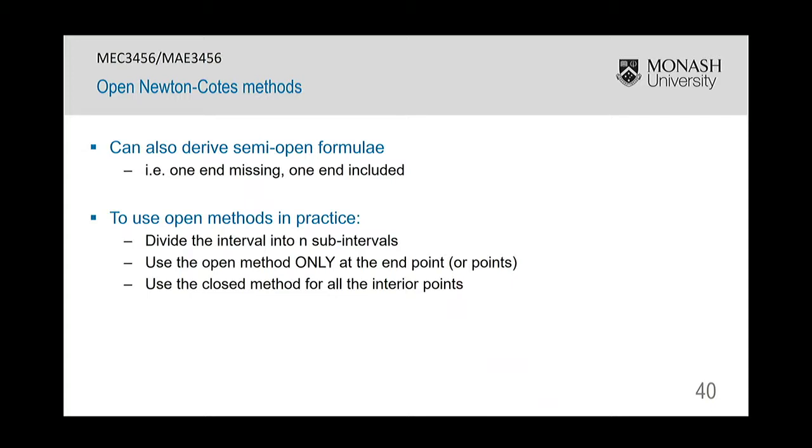It is also possible to derive semi-open formulas. In other words, one end is missing and the other end is included. We're not going to do that in this unit. If you wanted to use open methods in practice, what you would do is you would divide your interval into a number of different sub-intervals. You would use the open method only at the endpoints, and you would use the closed methods for all of the interior points where you had all of the information. So the open methods typically will only be used at the ends of your domain.